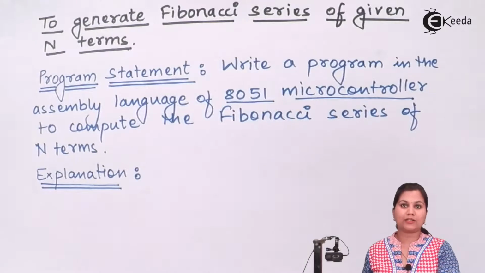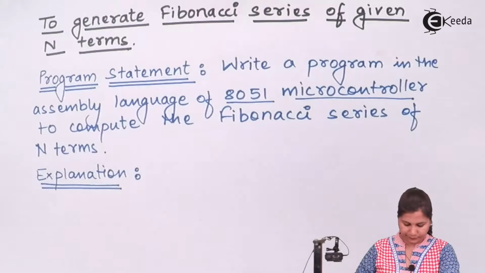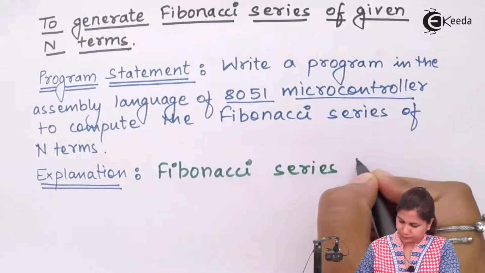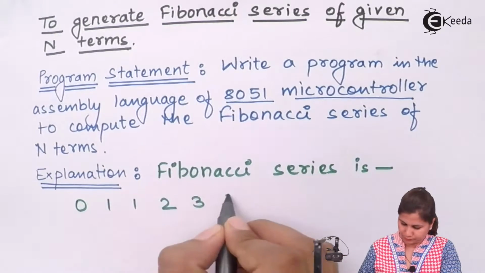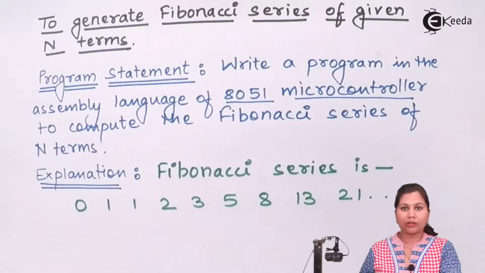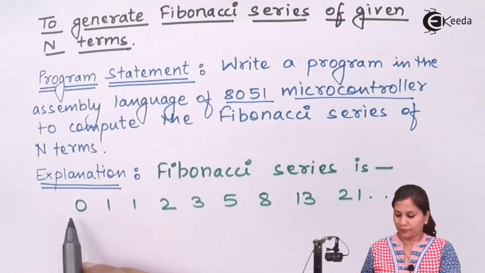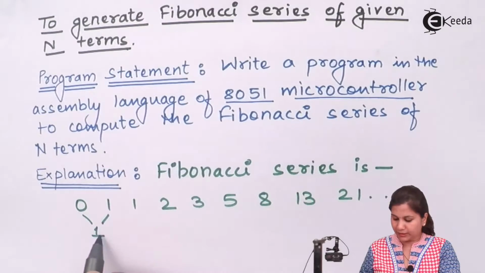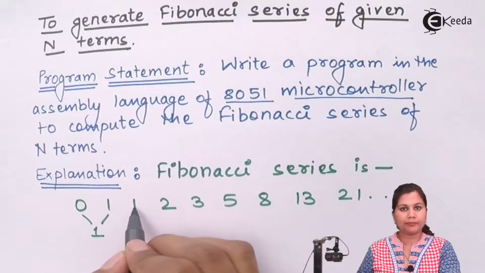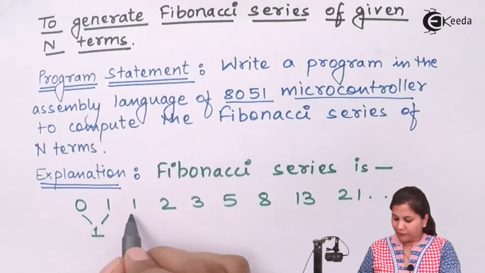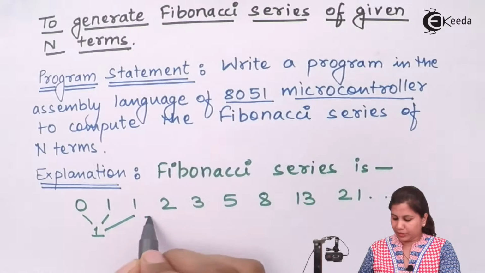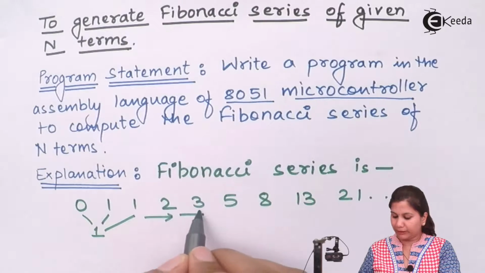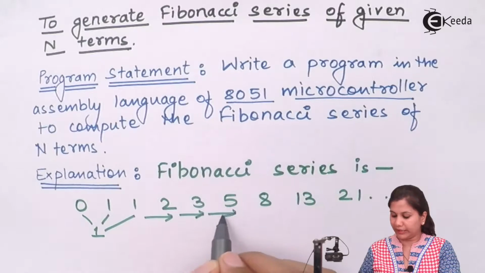So let us first see what a Fibonacci series is. The first term is 0, the second term is 1. Then 0 and 1 are added, their sum is 0 plus 1, which is 1. That will become the third number. Then 1 and 1 will be added, that will become the next term, that is 2. Then 2 and 1 are added, that will become 3. 3 plus 2 will become the next term, 5.